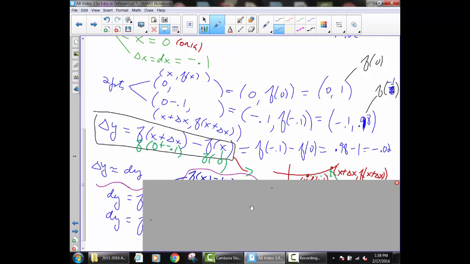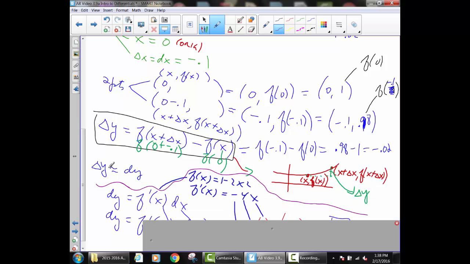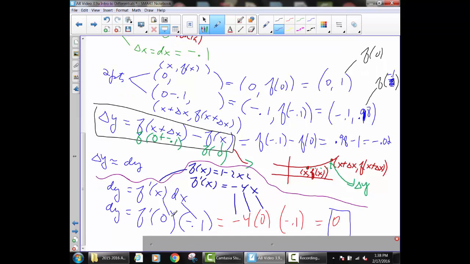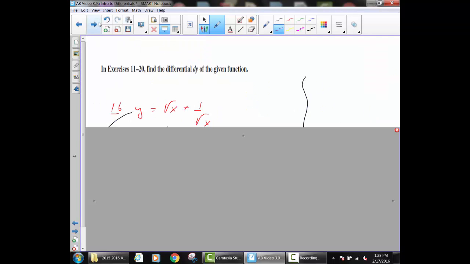But they also want dy, so dy is an approximation of delta y, so it should be somewhere near negative 0.02. That's equal to f prime of x dx, which is f prime of our pretty number 0 times our delta x. Remember our f of x was 1 minus 2x squared, so our f prime of x is negative 4x. Plug in the 0, and here's your dx, and you get an answer of 0, which is close to negative 0.02, indeed.